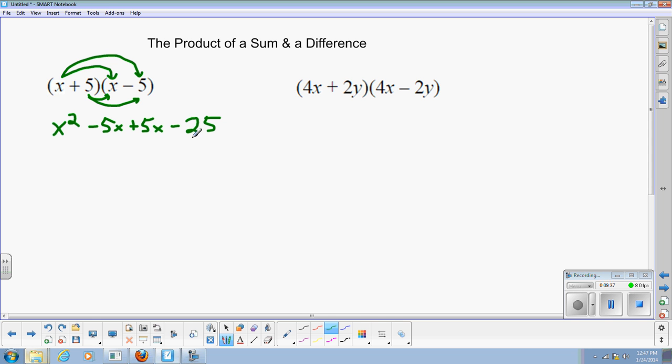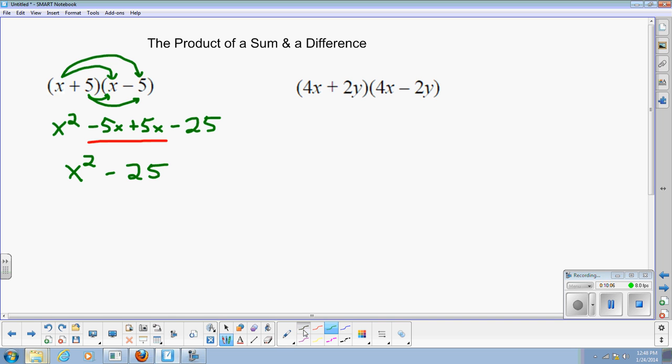So again, now the middle is important. Just like we were working with the square of binomials, for a product of a sum and a difference, I'd like you to notice here, minus 5x and plus 5x. What do you know about those? Those are opposites. So as I write my final answer here, I have x squared. And when these are opposites, they cancel. So it disappears. And I'll write down the minus 25.